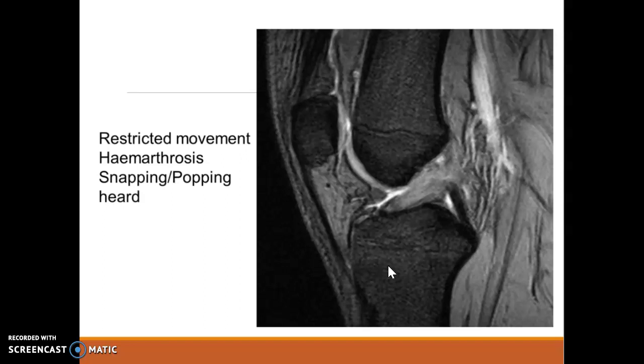With a patient reporting restricted range of movement, there's some hemarthrosis and they're hearing snapping and popping within their knee itself, you can see here you've got this cloud-like ACL structure, so there's a rupture there, and then you're looking at the posterior horn of the meniscus. You can see this lucency here, so you've also got a posterior horn lateral meniscal tear, so ACL rupture and posterior horn lateral meniscal tear.